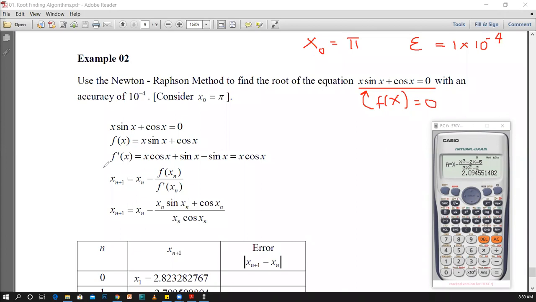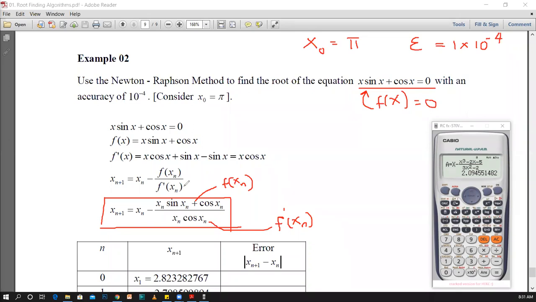to obtain an expression for xn plus 1. Once you combine f(x), f dash x and xn together, you get xn plus 1 equals xn minus (xn times sine xn plus cosine xn) divided by (xn times cosine xn). Here we are including the function f(x) by replacing x with xn, and here we are getting f dash, the first derivative, at xn.